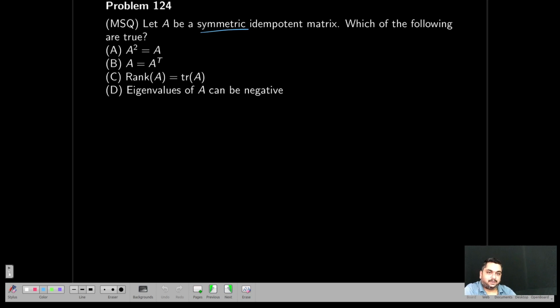Let A be a symmetric idempotent matrix. Which of the following are true? A square equal to A. So for idempotent, it is true always. Then A equal to A transpose, because for a symmetric matrix, it is true. Then rank of A equal to trace of A. Yes, for symmetric idempotent matrix, rank of A is equal to trace of A. Then eigenvalues of A can be negative. Now, eigenvalues can be 0 or 1 only, so it cannot be negative.